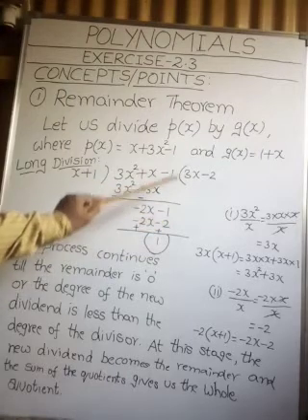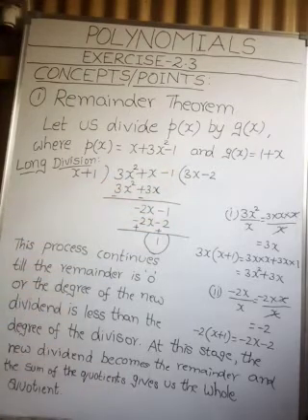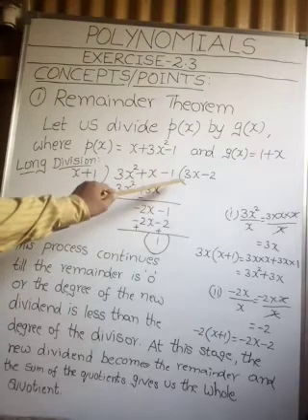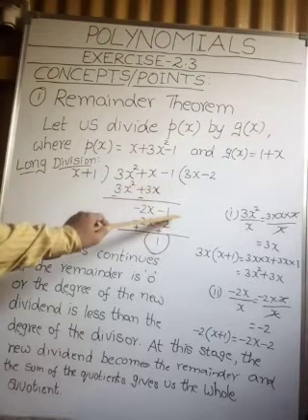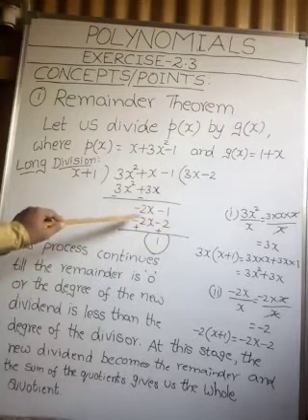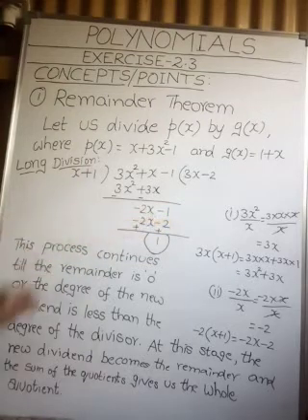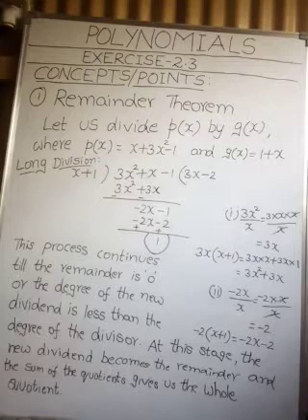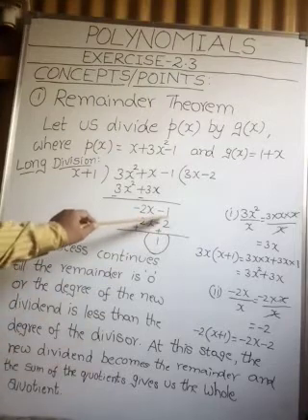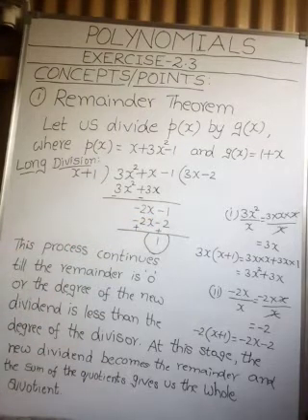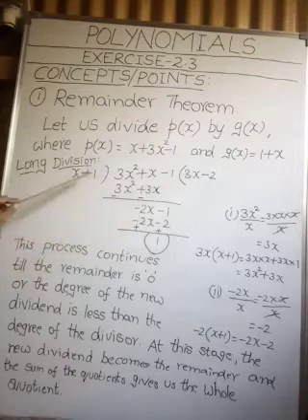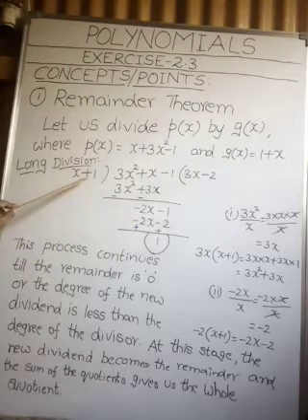Minus 1. We have to carry down the next term. As we carry down the next digit in the case of numbers in long division, we follow the same step here. We are carrying down the next term, that is minus 1. Then this is called the new dividend: minus 2x minus 1. Again we have to divide this polynomial by this polynomial.